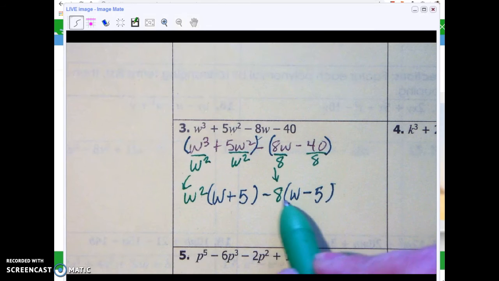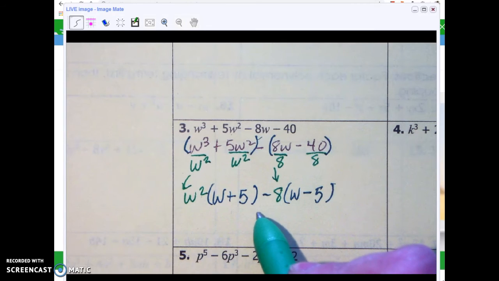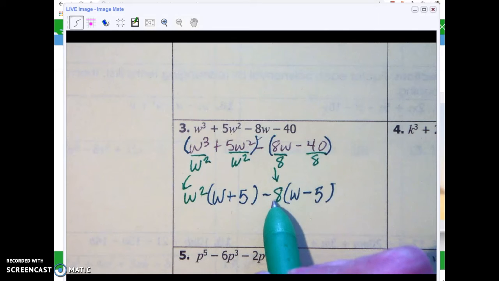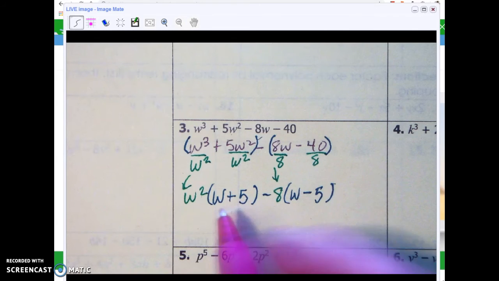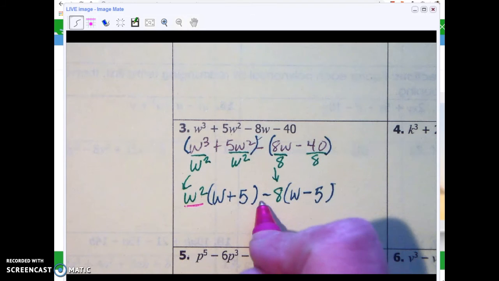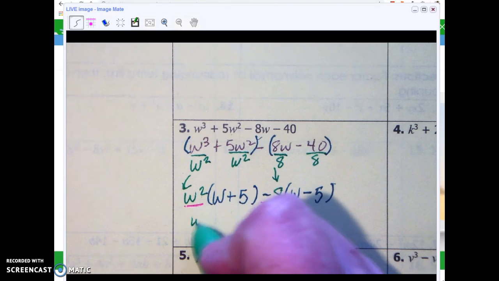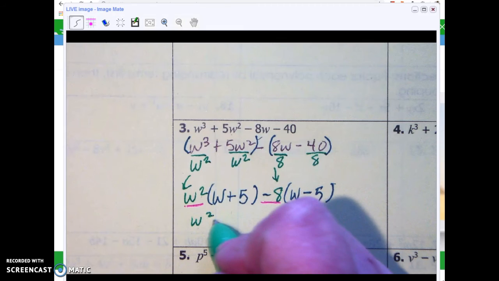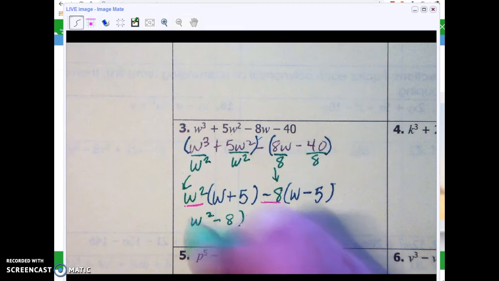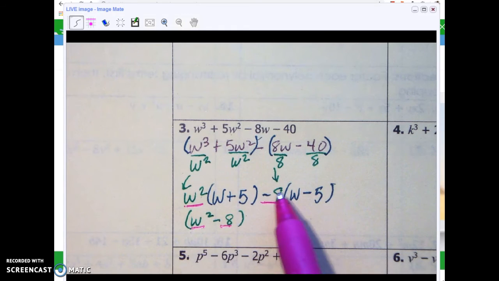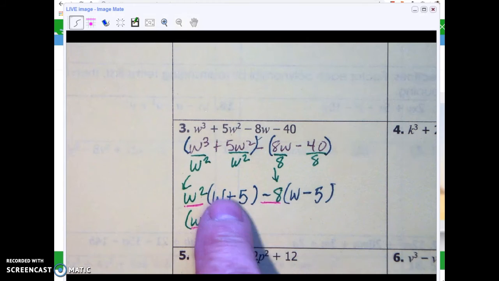I take my outside numbers and I put them together as a group. So this w squared and this 8, those 2 numbers are now going to go together here. W squared minus 8. That's my first grouping. Okay, so the 2 outside come together as one group. My second grouping is going to be the numbers I have in here.